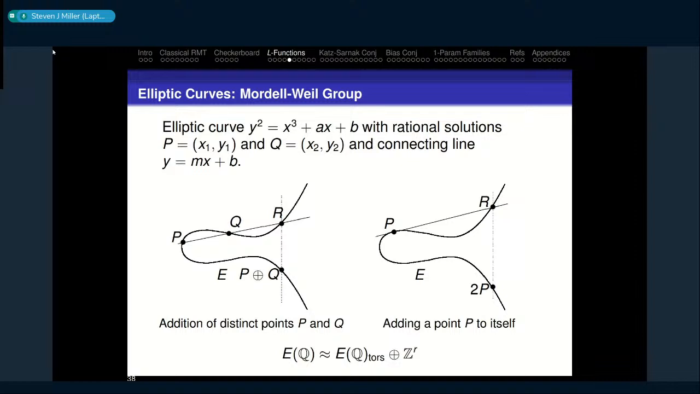And it turns out this group has a finite part, the torsion part, points of finite order, and then it's some number of copies of Z. And it's very interesting to ask, what are the possible values of R? This is the geometric rank of the elliptic curve.